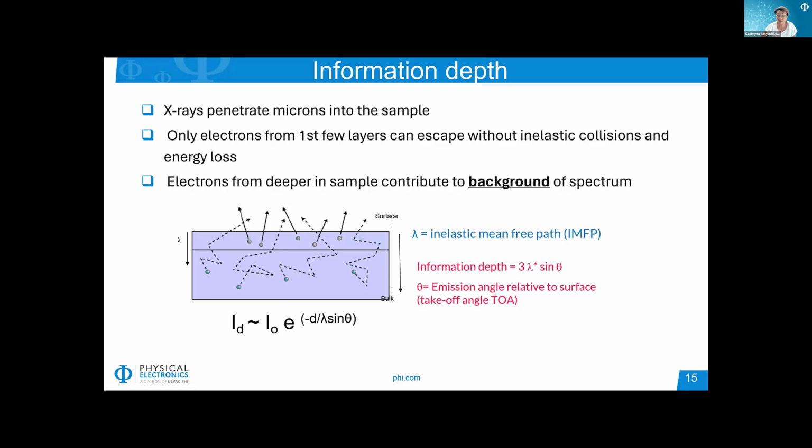When we define the information depth, this is the equation that defines it. It is 3 times this parameter lambda, which we call the inelastic mean free path, times sine theta, where theta is the emission angle relative to the surface. So at a 90 degree takeoff angle, we have the largest information depth. The inelastic mean free path is a parameter that defines the distance an electron can travel between collisions before losing energy completely.